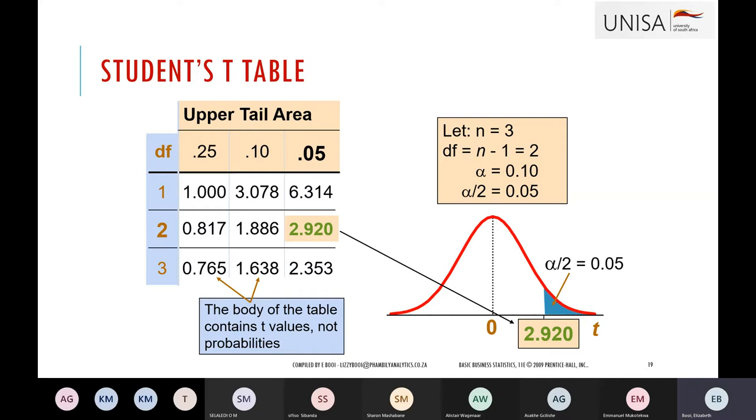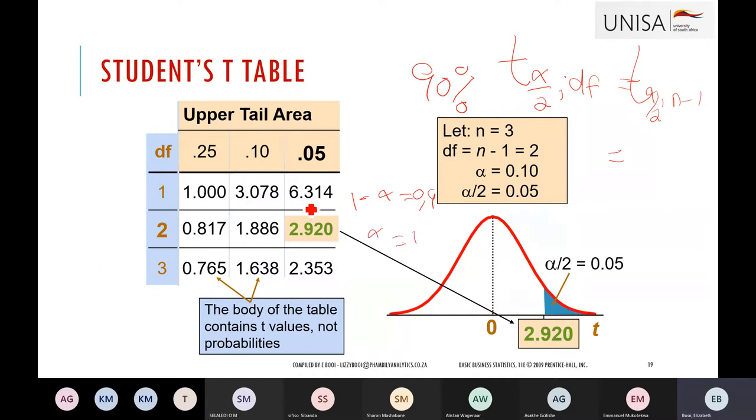So let's look at an example where we are given a 90% confidence interval, and n is equal to 3. Find the critical value, which is t of alpha divided by 2 and your degrees of freedom, n minus 1. To find that, we're going to find our alpha first. Remember, 1 minus alpha is equal to 0.9, so our alpha will be 1 minus 0.9, which is equal to 0.10.